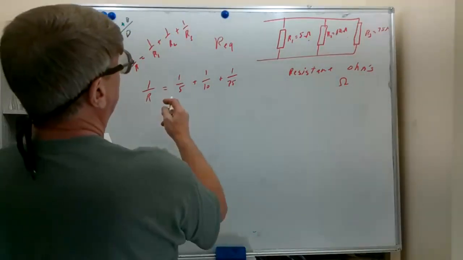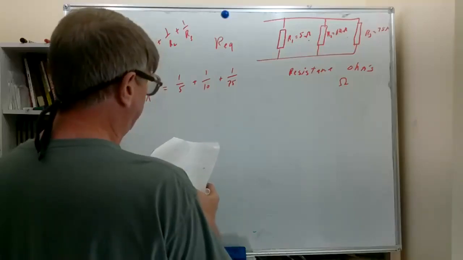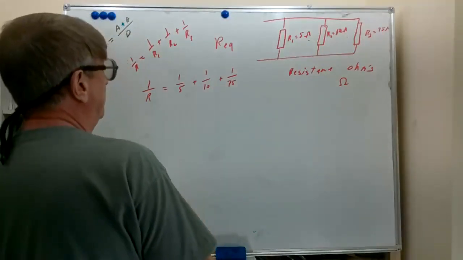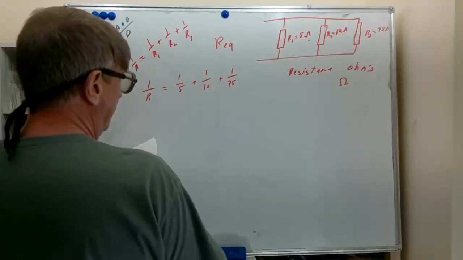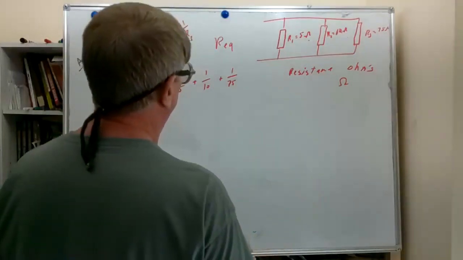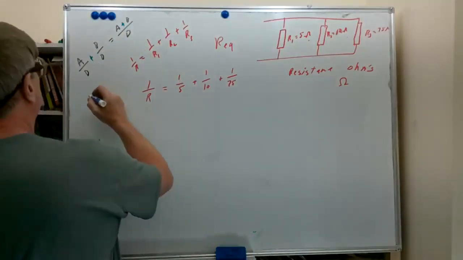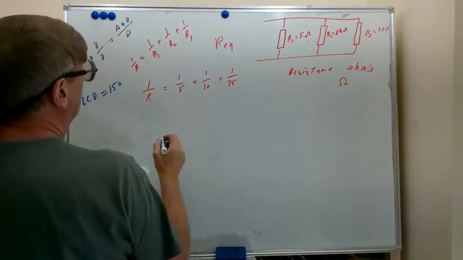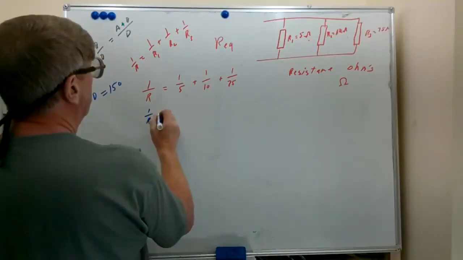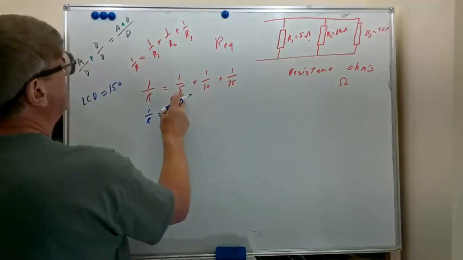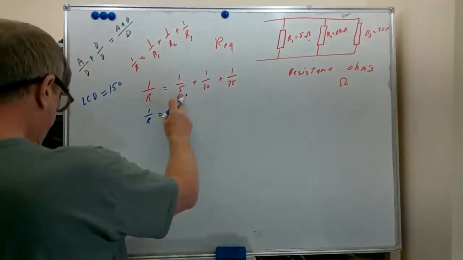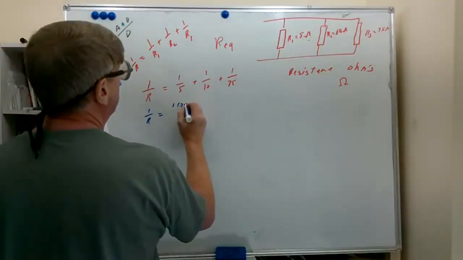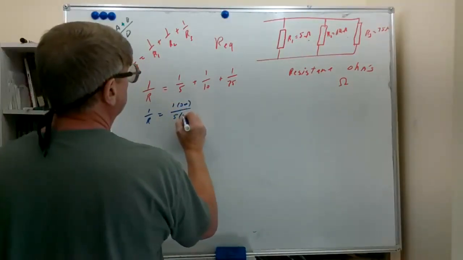So we have a bunch of fractions we have to add together, so we have to find a common denominator. Well, what's a common denominator for 5, 10, 75? 150 is a good common denominator. I believe the LCD is 150. So we're going to say that 1 over R is equal to, what do we have to multiply 5 times to get 150? It's 30. 1 times 30 over 5 times 30.